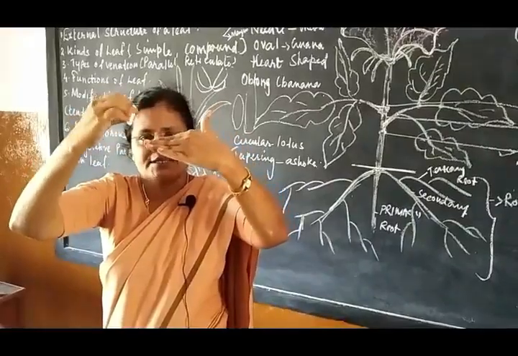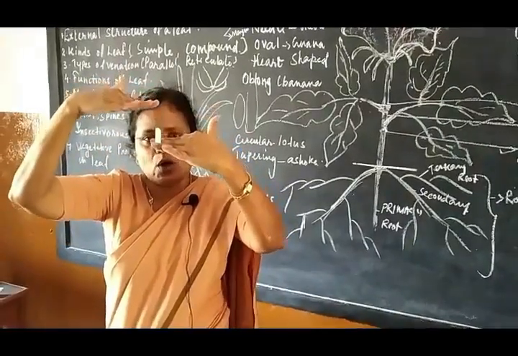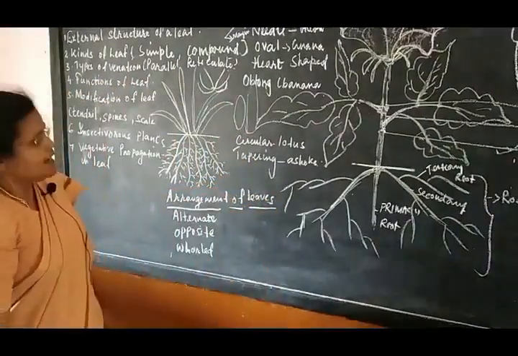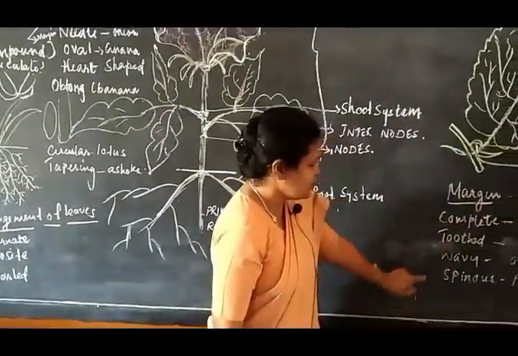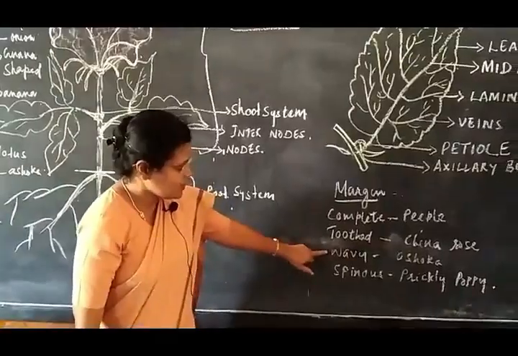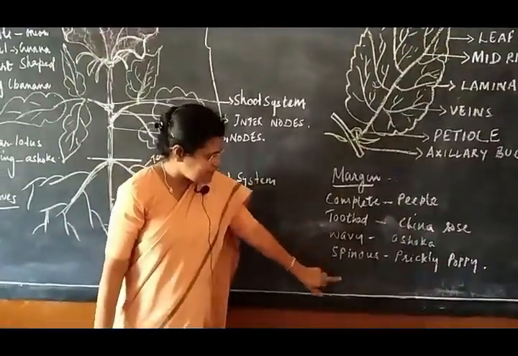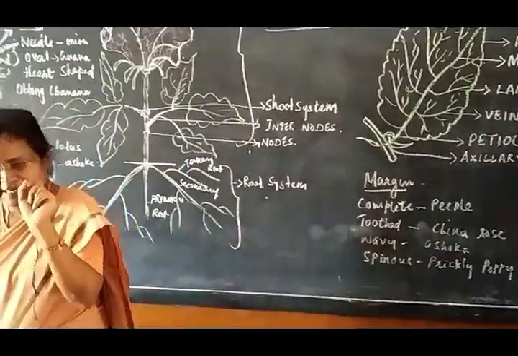When the leaf is arranged like this, it's called alternate. Okay. Next, based on margin, you have a complete margin, toothed margin, wavy margin, and spinous margin. Spine means needle-like.